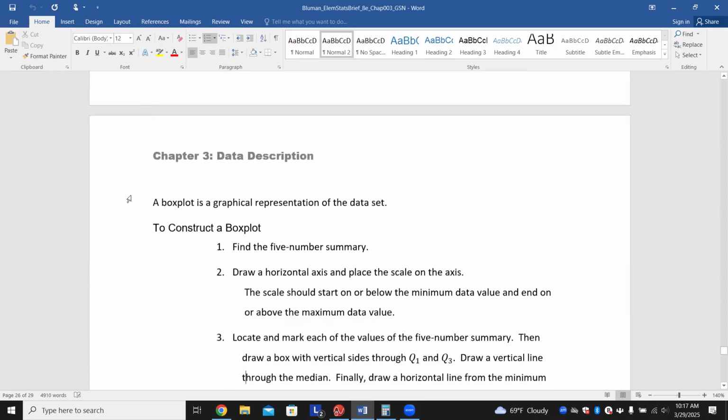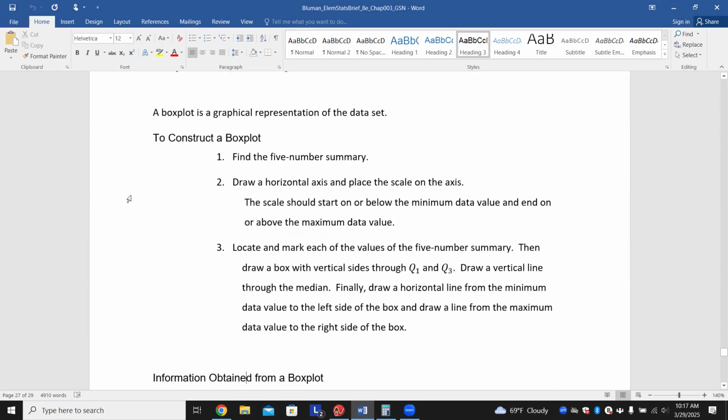A box plot is a graphical representation of the data set. To construct a box plot, we're going to find the 5-number summary, which is what we just talked about. Then we're going to draw a horizontal axis and place the scale on the axis, whatever the numbers go by. The scale should start on or below the minimum data value and end on or above the maximum data value. Locate and mark each of the values of the 5-number summary.